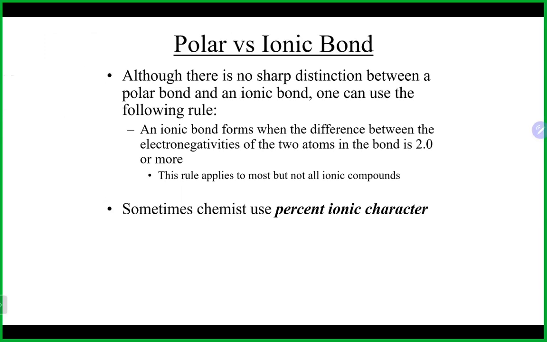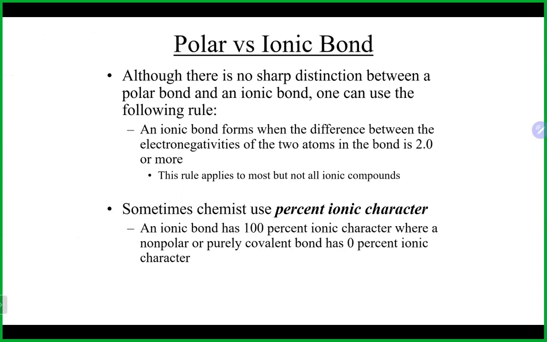So as I mentioned before, although there's not a distinct, sharp distinction between polar and ionic, 2-ish is sort of the cutoff, but as we saw there are some examples where it's not perfect. So again, metal and non-metal is what you want to think about.